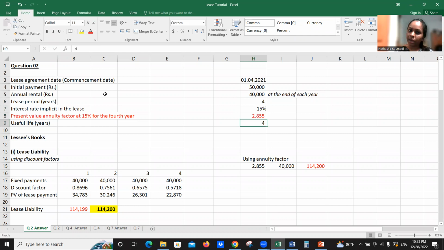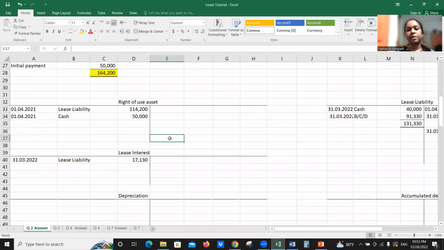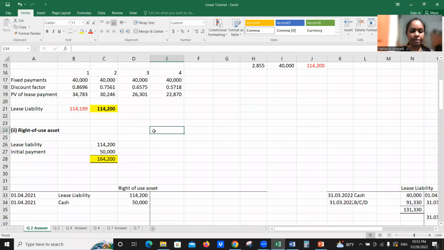If not, you can directly take the useful life, 4 years, to depreciate this asset. So how to compute the depreciation?